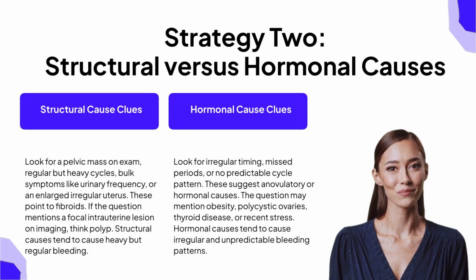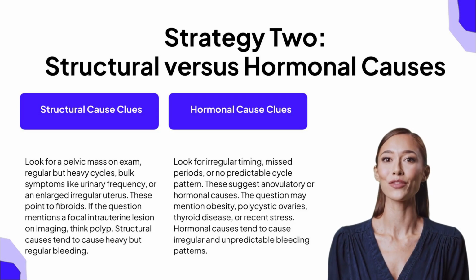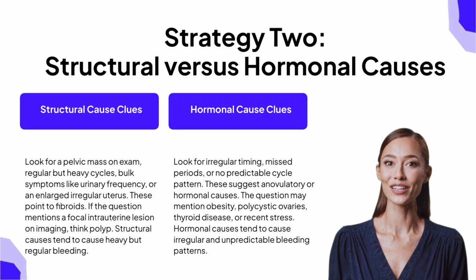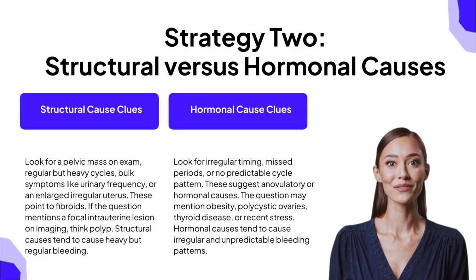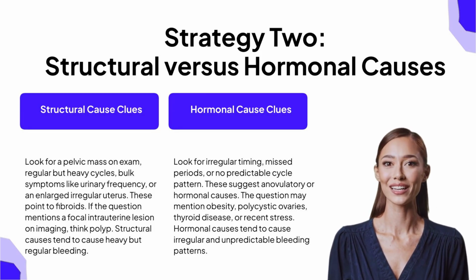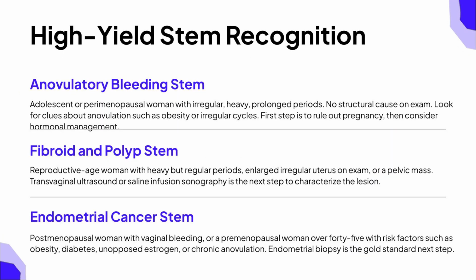Irregular and unpredictable bleeding points toward hormonal or anovulatory causes. Look for clues like obesity, polycystic ovary syndrome, thyroid dysfunction, or recent stress. This distinction helps you quickly narrow down the differential and pick the right next step on the exam. Let us look at the three main stem patterns you will encounter.